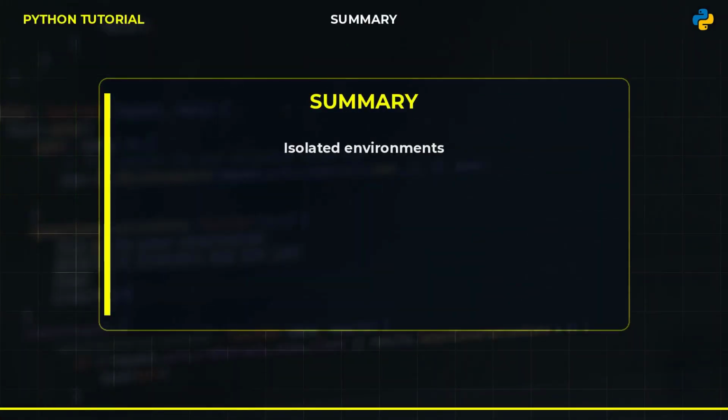In summary, creating isolated Python environments using the venv module is a straightforward process that helps in efficient project management. Remember to activate the environment before installing packages and deactivate it when you're done.